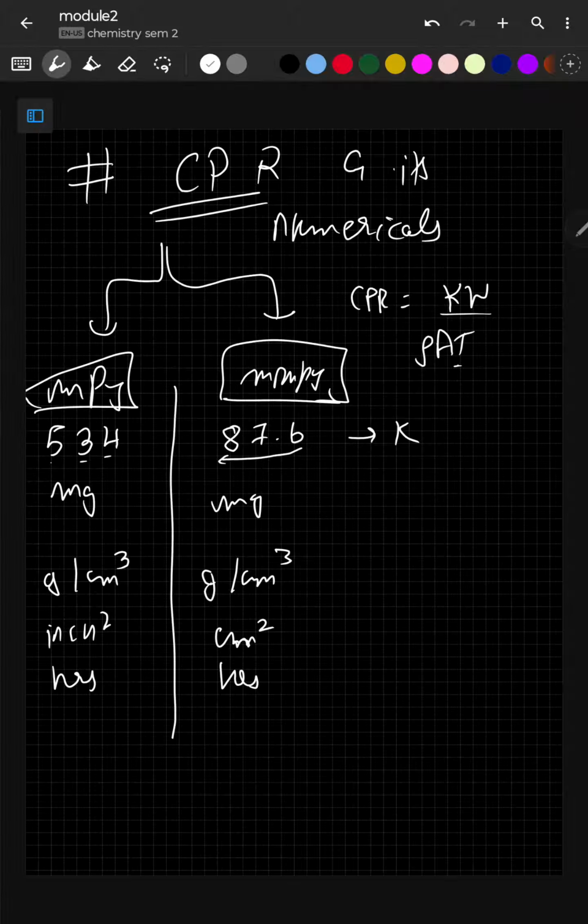The K value is going to be 534 for MPY and 87.6 for MMPY. Weight, both are in mg, density both are in gram per centimeter cube, area is in inch square for MPY and centimeter square for MMPY, and time, both are in hours. If they ask in years, then you have to do a different calculation. That we will also learn through some of the questions. But this is the main thing. The rest of the conversions, inch, centimeter, gram, all of that will be given, not to worry.